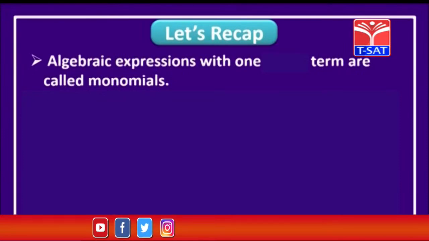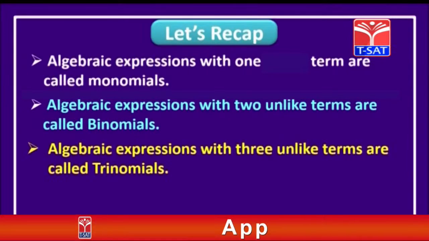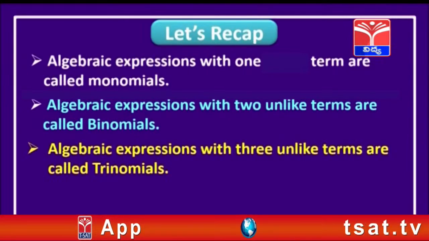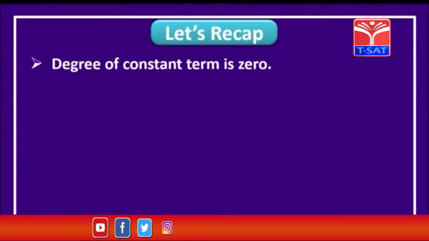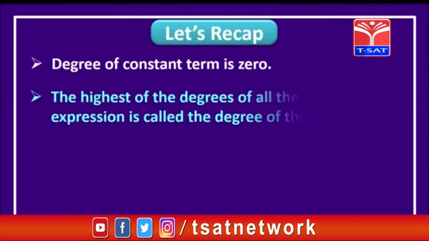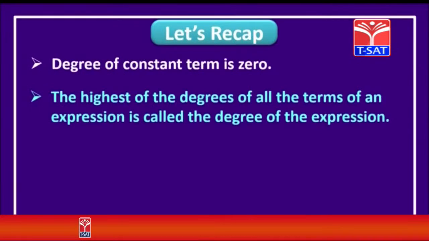Algebraic expressions with two unlike terms are called binomials. Algebraic expressions with three unlike terms are called trinomials. Algebraic expressions having more than one unlike term are called multinomials. The degree of a constant term is always 0. And also we learned that the highest of the degrees of all the terms of an algebraic expression is called the degree of the algebraic expression.